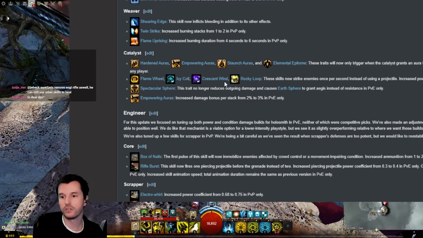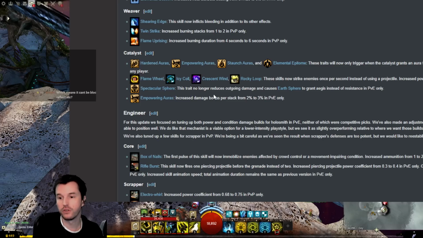Flame Wheel, Icy Coil, Crescent Wind, and Rocky Loop. These skills now strike enemies once per second instead of using a projectile. It increases the power coefficient from 0.01 to 0.25 in PvE only. So massive power coefficient increase, but that's PvE only. That's important to note.